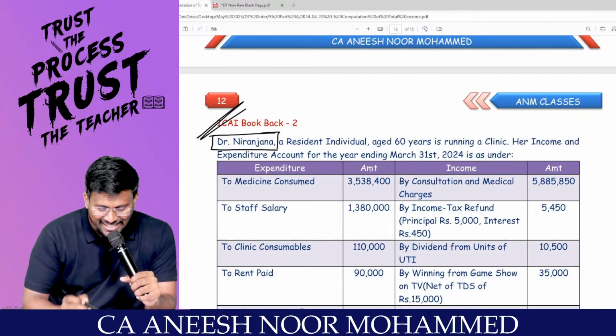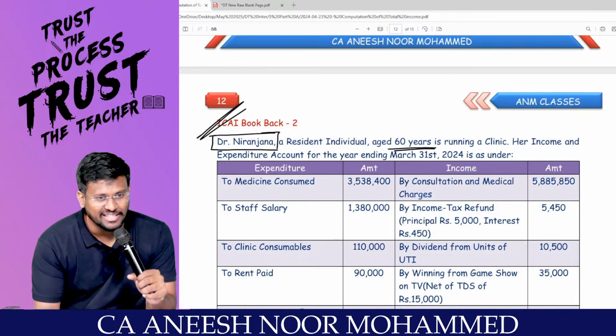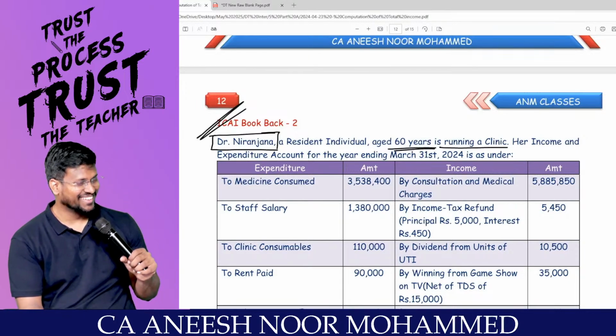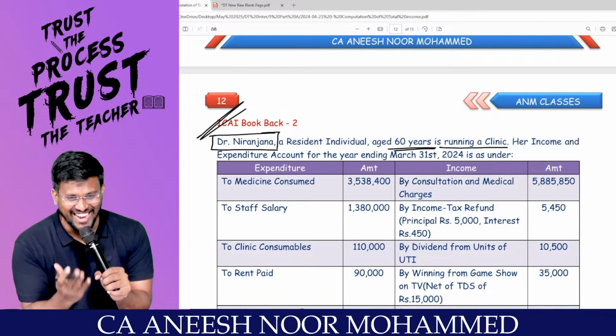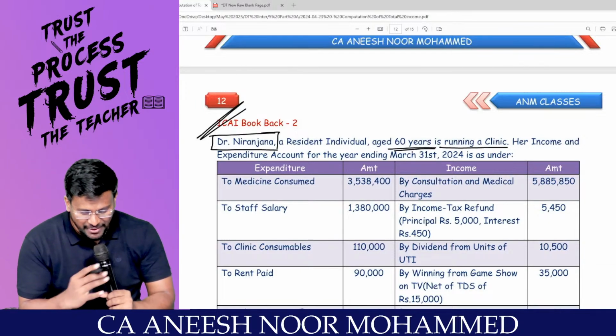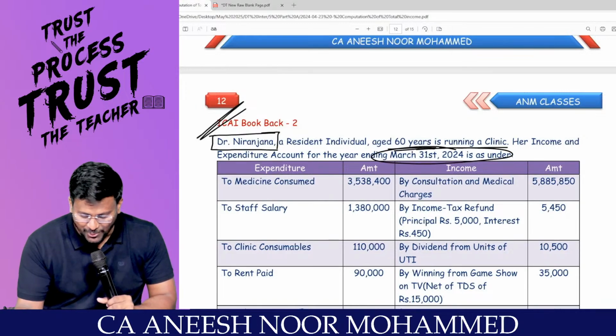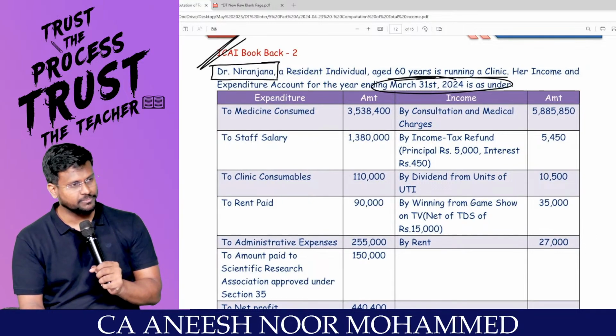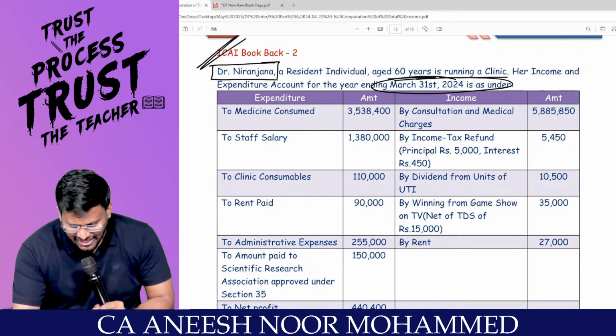A resident individual aged 60 years is running a clinic. That Amma is aged 60 years, running a clinic. Her income and expenditure for the year ended March 31, 2024 is as follows. They have given the income and expenditure. Consultation and medical charges.